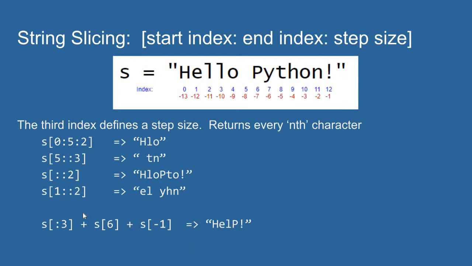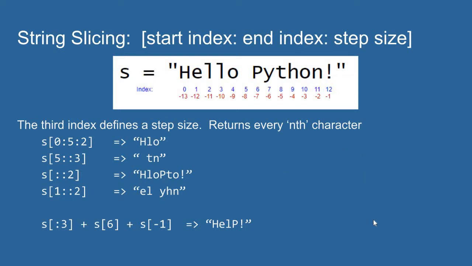And we can use some of these string slices to pull off values and create other values. So here we're concatenating sliced values of the string. The values from the beginning of the string up to 3 are H, E, L. We don't include the second L because we don't include that indexed value. So H, E, L. Then I'm adding the string at index 6, which is a capital P. So H, E, L, capital P. And then the index at the end, -1. So we're going to grab the exclamation point.